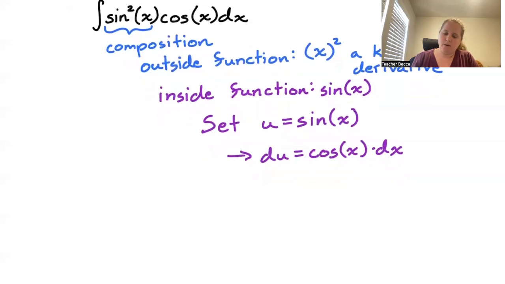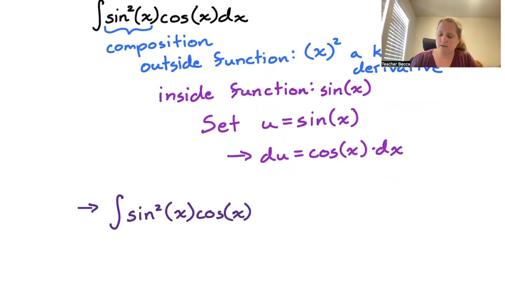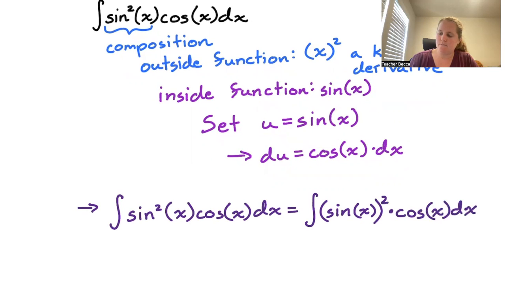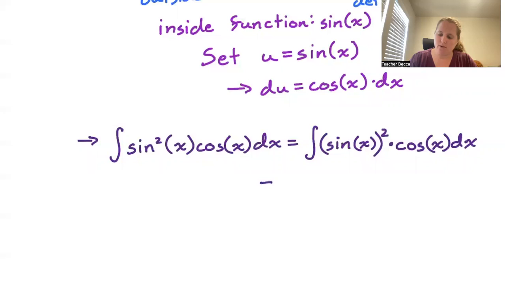So plugging in, we have the integral of sine squared of x cosine of x dx. This is the integral of sine of x squared times cosine of x dx. That sine of x squared just becomes the integral of u squared. Cosine of x times dx is just du. So we are looking at the integral of u squared du.